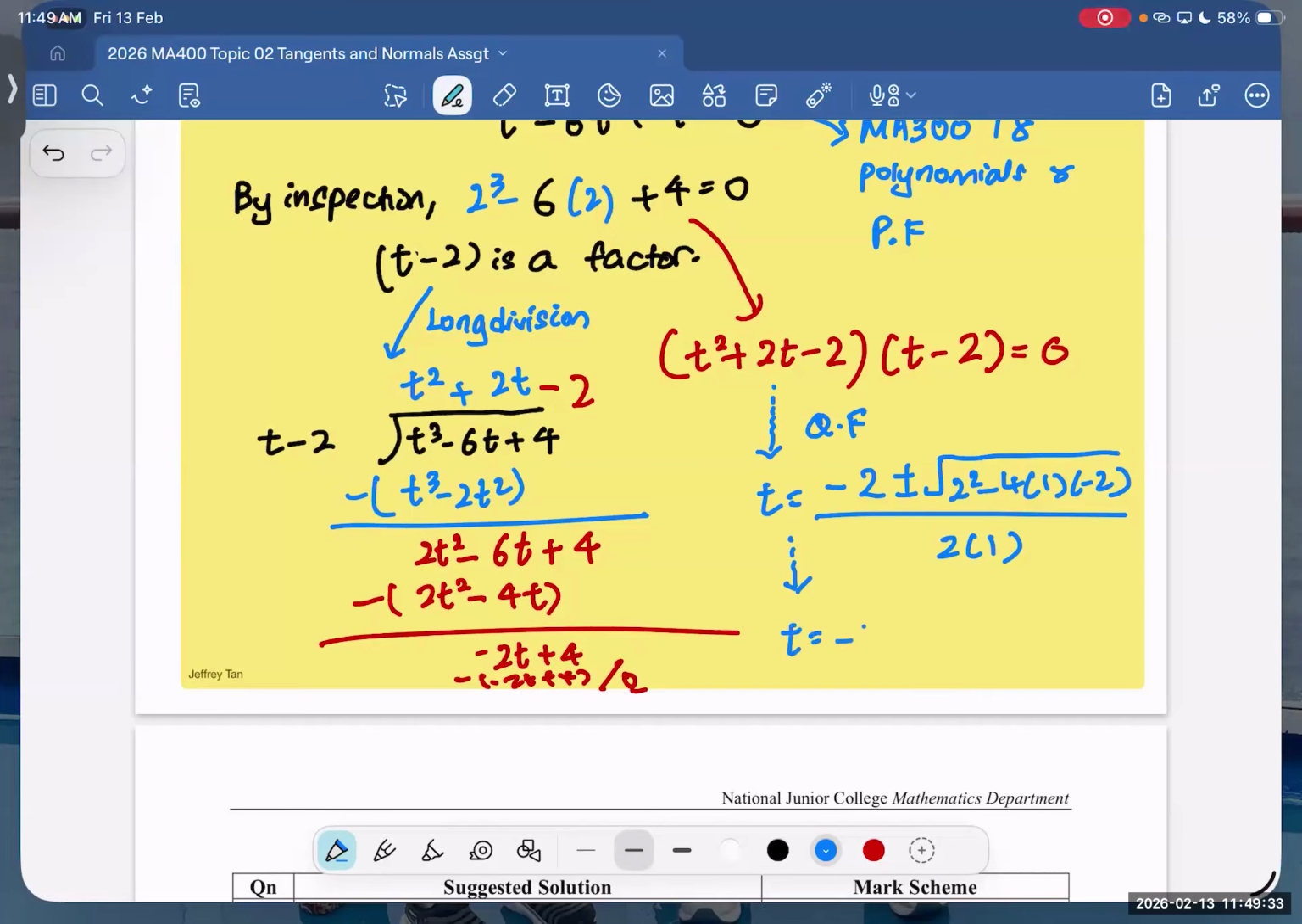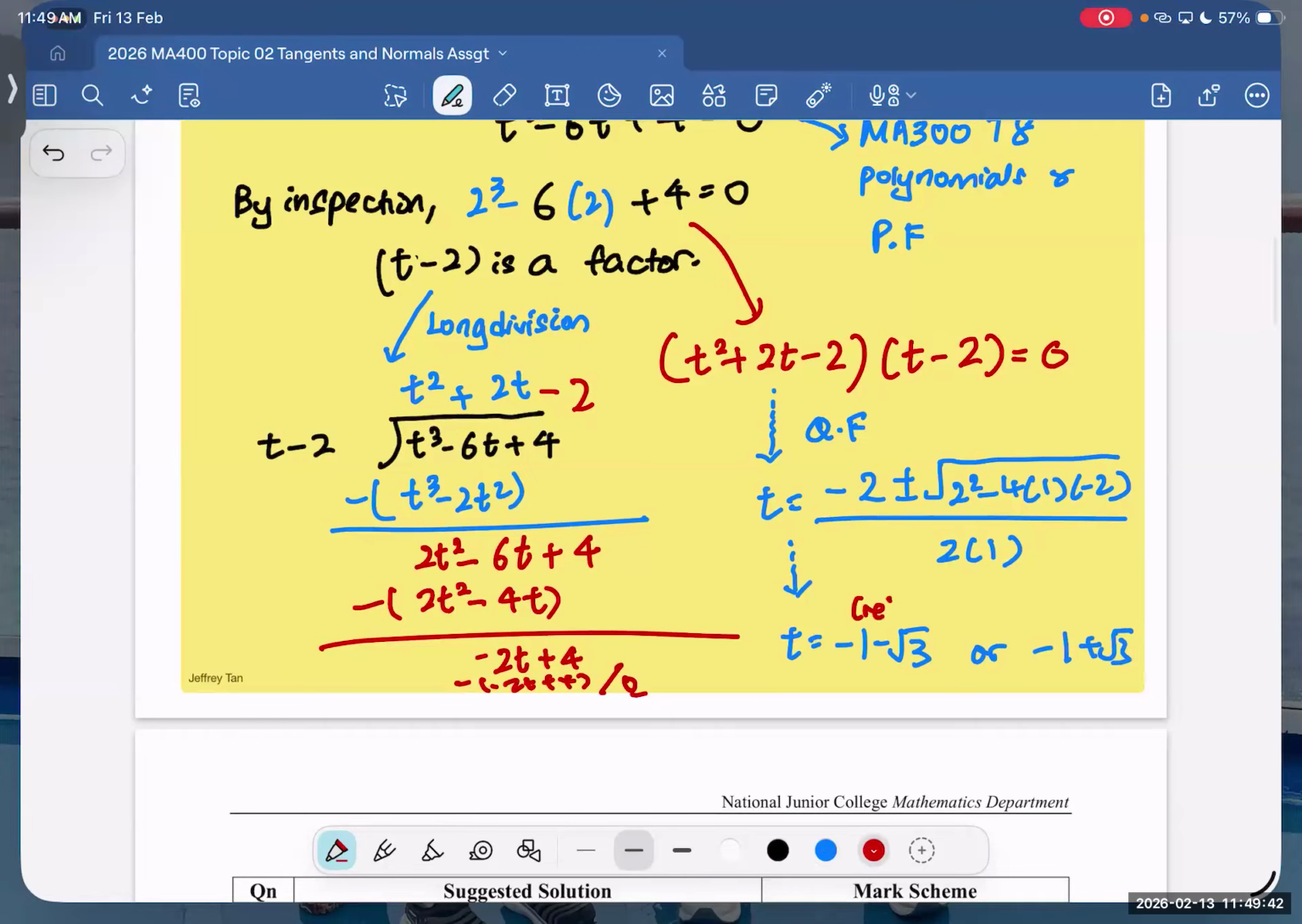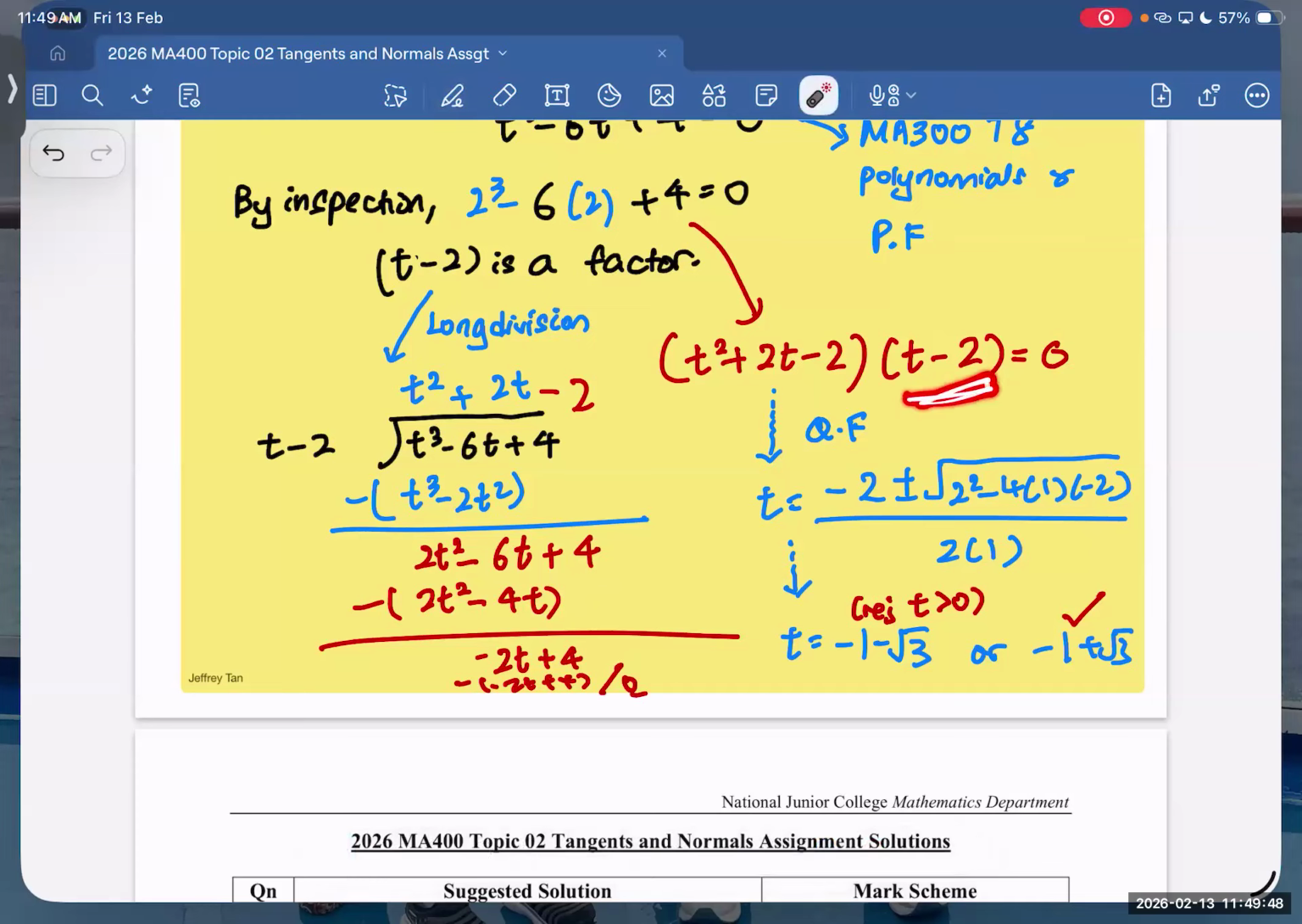My answer can be negative 1 minus square root 3 or negative 1 plus square root 3. Now, definitely for this, I need to reject one because t must be more than 0. This one I accept. So you will find that the answer is negative 1 plus square root 3. Total got 2 answers. Clear so far?